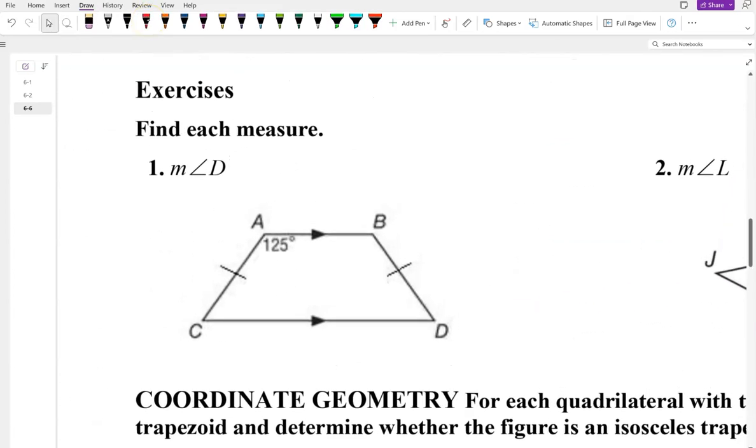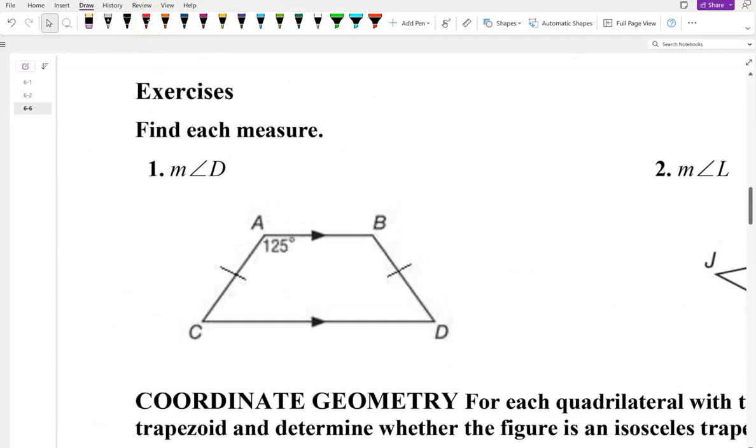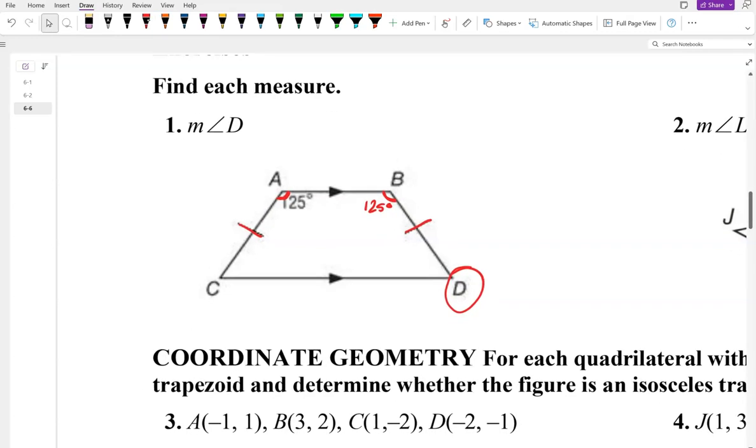So for this first question, it just says find each measure, right? So we're just looking for the angle D, which is this one down here. That's the one we're going to solve for. So the one thing I know, like we just mentioned, since this is an isosceles trapezoid, is that this angle and this angle, so A and B, are congruent. So if A is 125, B is 125. Right? So that's just something I know. Because it's isosceles, I know that they're equal. On that same note, that means that angle C and angle D are also equal as well. Right? So they're congruent angles.